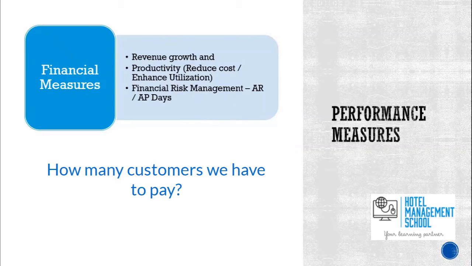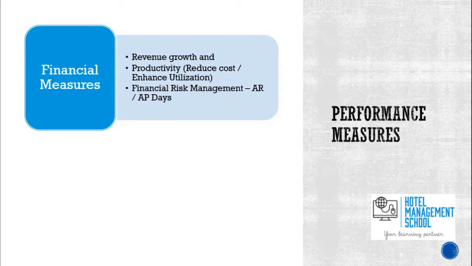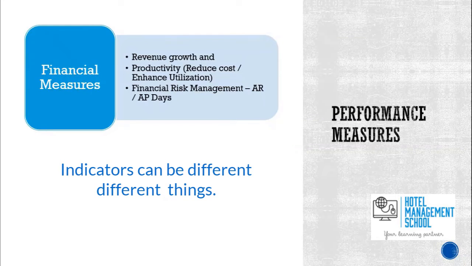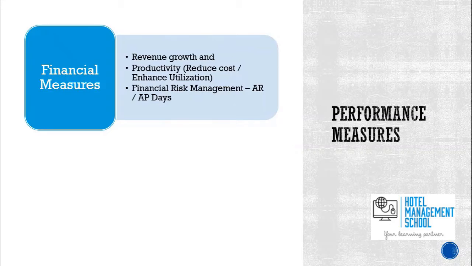And what is meant by AR? Account receivable. And AP means account payable. So the money you need to collect is AR. The money you need to pay is your AP. So these are the performance measures. Now the indicators can be different things. Revenue percentage of increase, AR as a percentage of the sales, how many credit sales you are doing. So you may be focusing on cash sales more than credit sales, because if you do a lot of credit sales, your risk of not collecting the money is higher also.